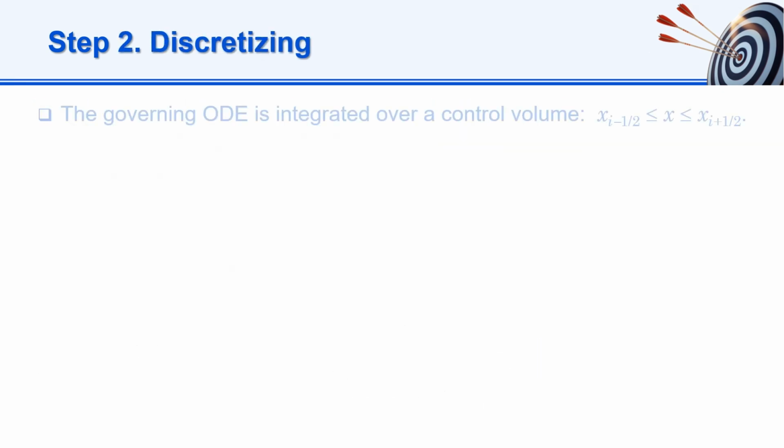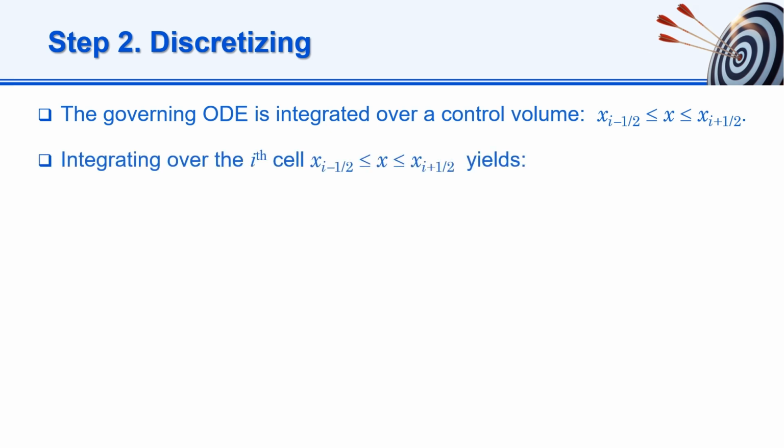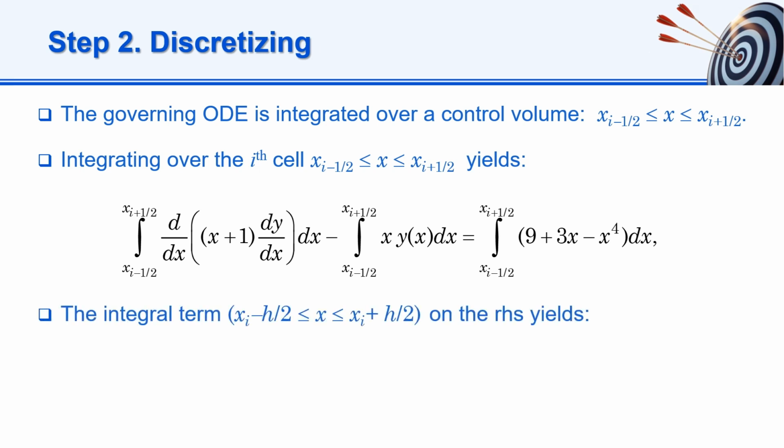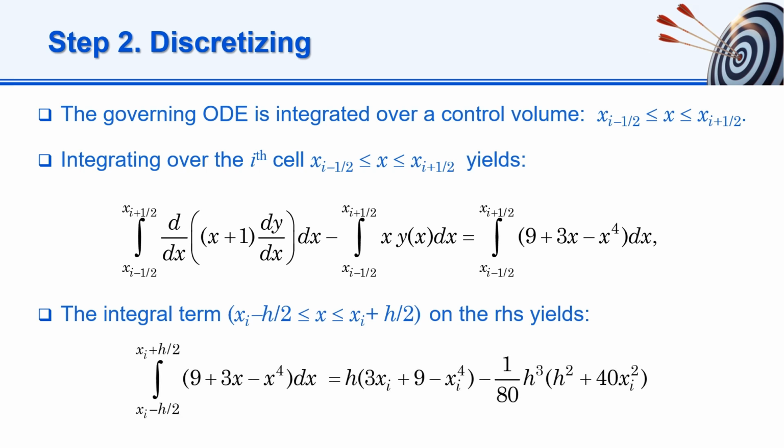The governing ordinary differential equation is integrated over a control volume x from x_{i-1/2} to x_{i+1/2}. Integrating over the ith cell over this interval yields the integral term on the right-hand side yields. Note that this integration was carried out exactly, not approximately, so we can expect better solutions.